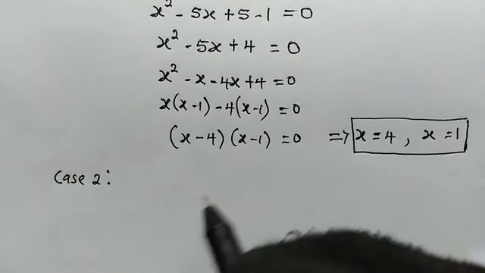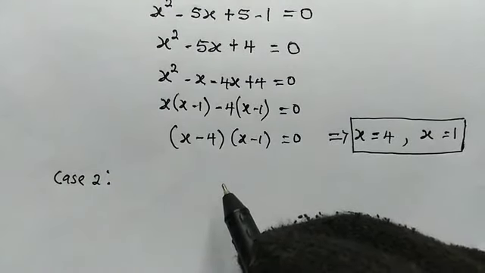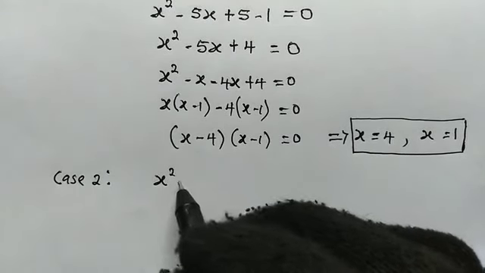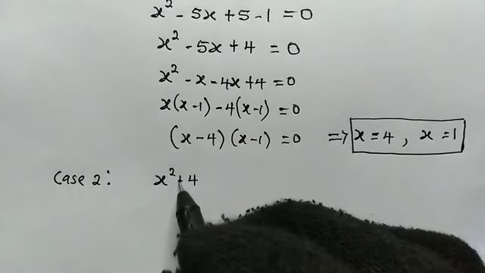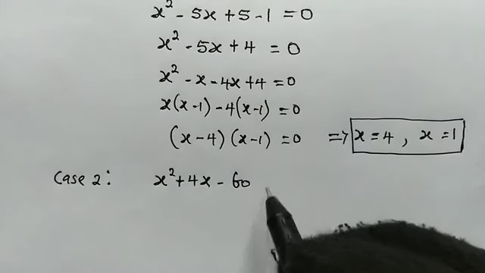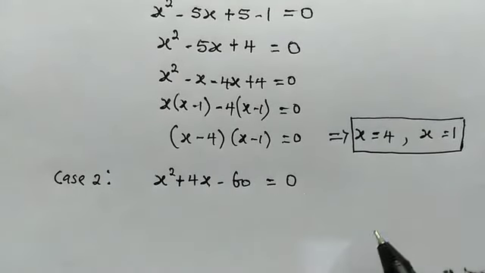Our case 2 is where we set the power equal to 0. So the power right over there is x squared plus 4x minus 60. We're going to set this equal to 0.